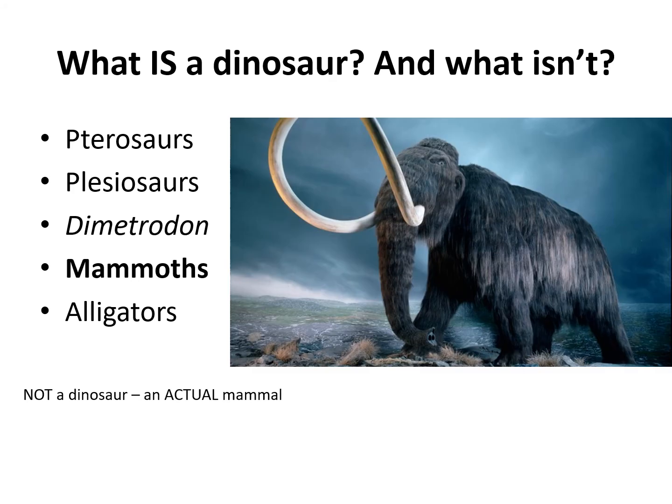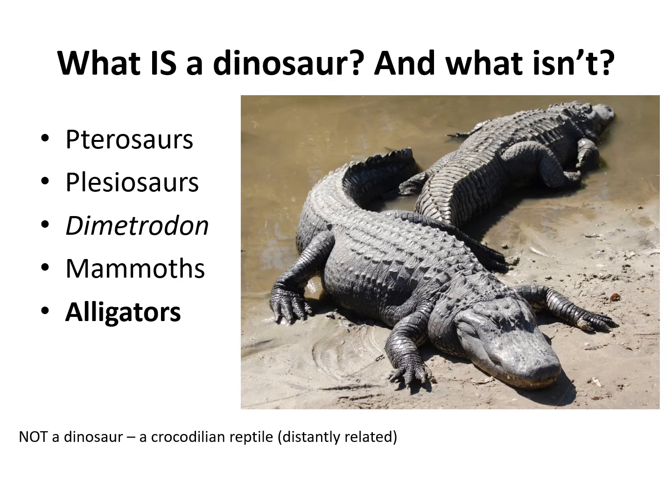Woolly mammoths. I don't know who said these are dinosaurs, but I've seen it in kids' books, and I've heard people say that it's like a dinosaur. Just because something is old and extinct and big does not mean it's a dinosaur. These are obviously more closely related to elephants, and it's an actual mammal. So, not there. Now, crocodiles.